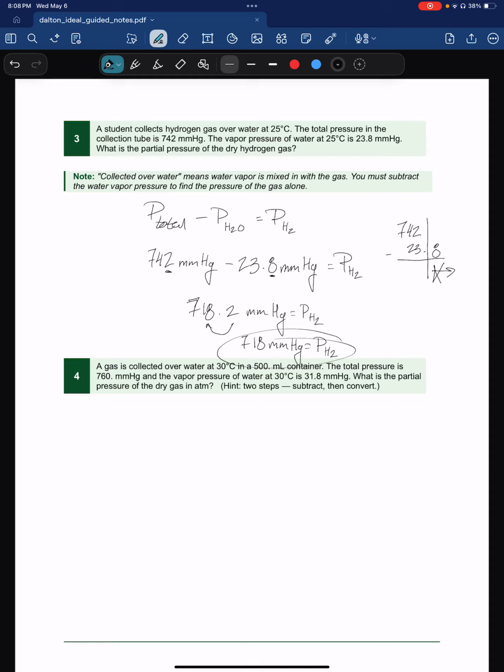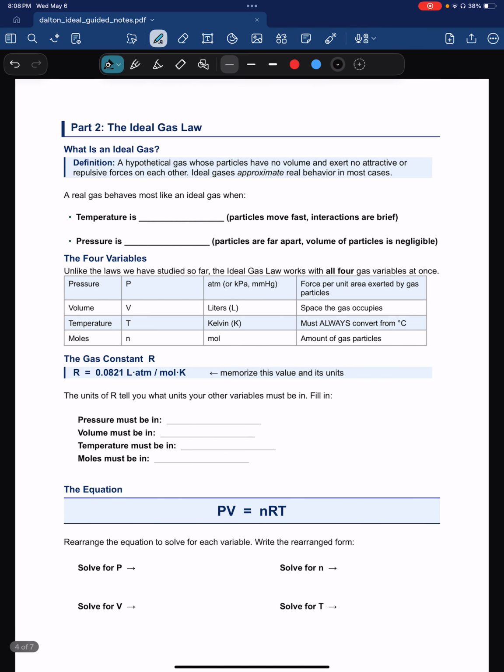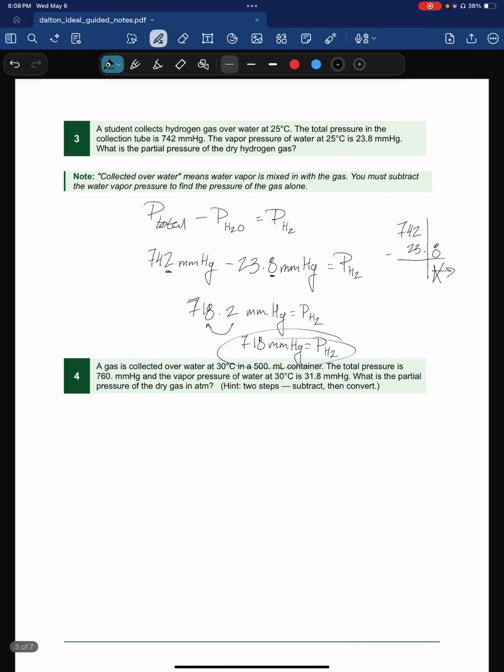So a gas is collected over water at 30 degrees Celsius in a 500 milliliter container. The total pressure is 760 millimeters of Hg, and the vapor pressure of water at 30 degrees Celsius is 31.8 millimeters of Hg. Oh man, I made a mistake because I didn't give you the conversion, did I? No wonder you couldn't solve it. Shoot. Let's see here. I wrote it down in my notes.